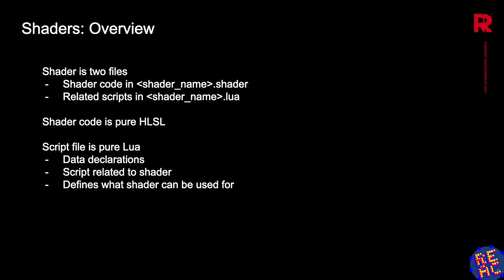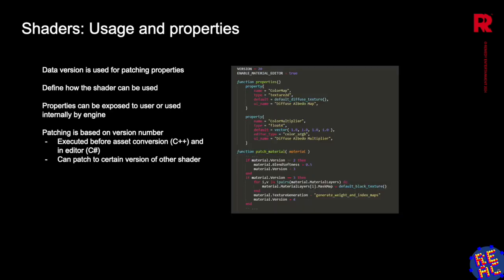The shader code file is pure HLSL, so I won't cover that, but I'll show how the shader Lua script looks and how it's used with geometry rendering. First comes the material declaration. We tag all the shaders with usage, which in the case of the snippet on the right side is material. The data version of the material is 20, so this script file contains patching over 20 versions of data.